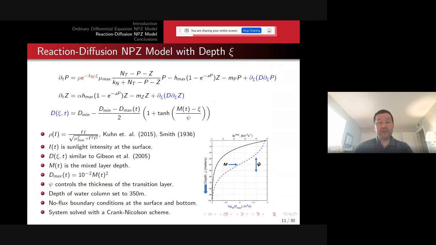I should also mention that when we insert data into our model, this is data that's going to be averaged over large swaths of the ocean.